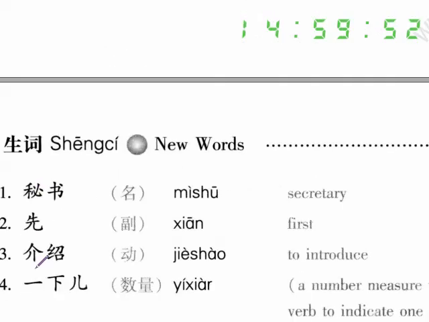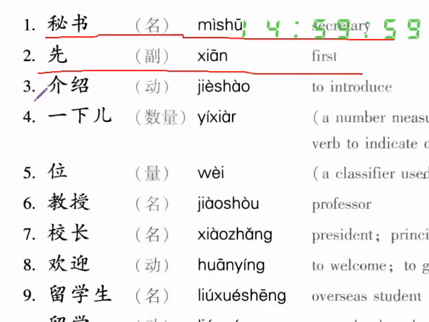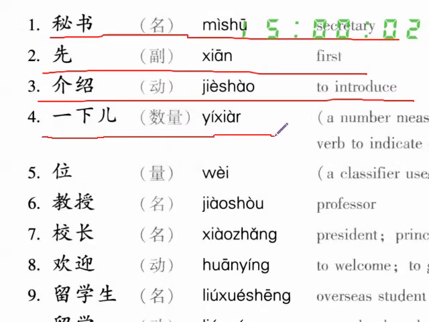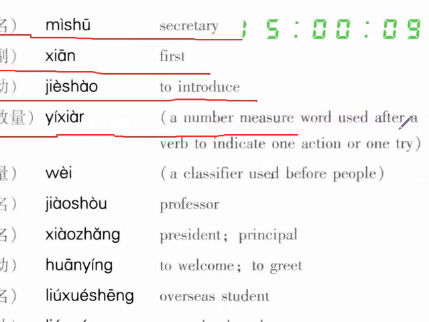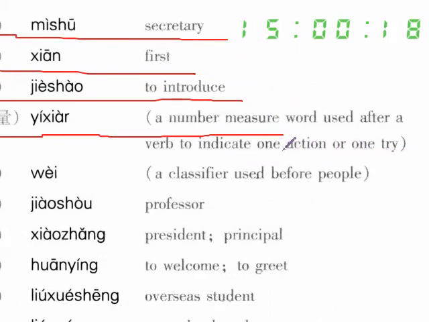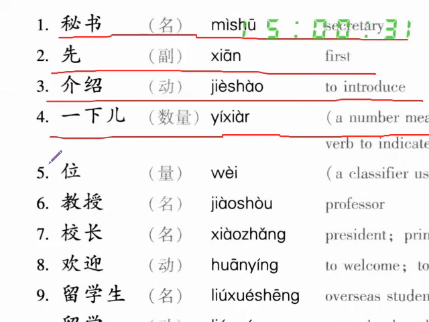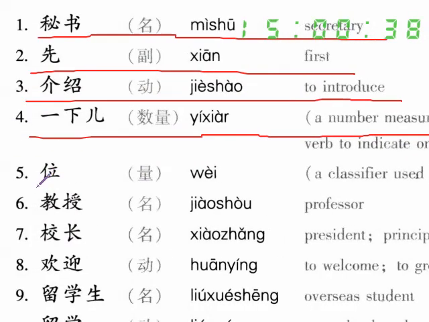Study vocabulary first. 秘书先介绍一下。Here they said a number may were used after a verb to indicate one action or one try. 一下 just a short time. I think it's a short time after the verb. One action, what's one? Yeah, short time. Just maybe once time to try something.